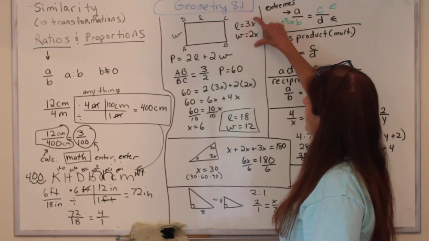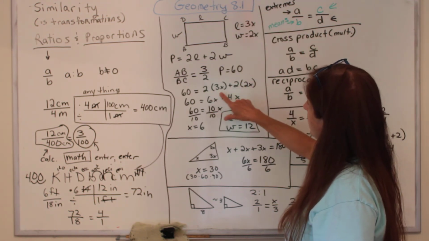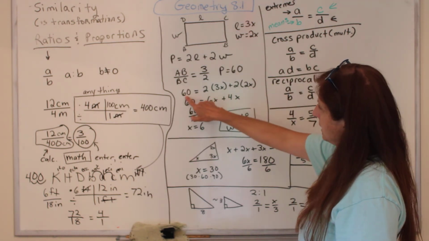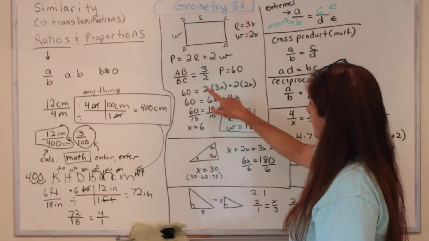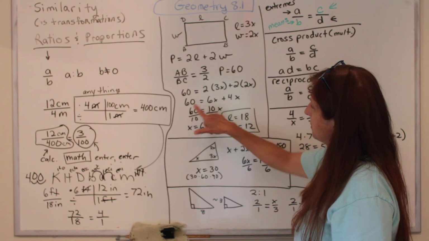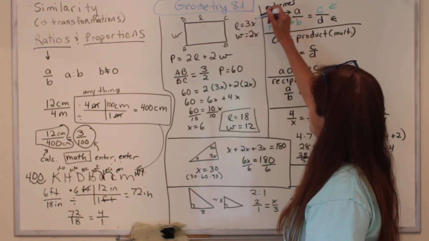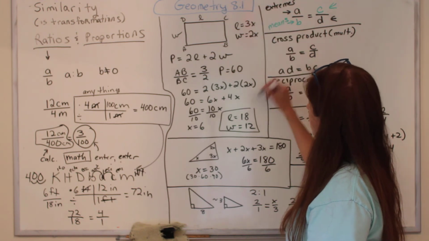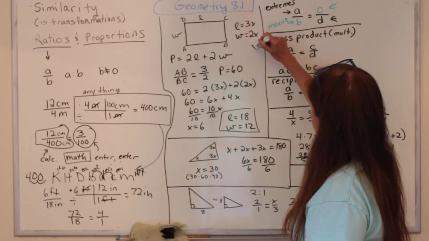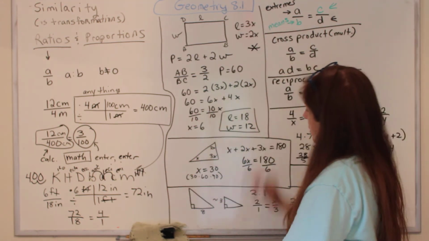Well, we can put this in our formula. The length is 3x, the width is 2x, and it's going to equal 60. Multiply it out, 3 times 2 is 6, 2 times 2 is 4, add them together, 10x, divide both sides by 10, x equals 6, and then we put it back in up here. 3 times 6, the length is 18, 2 times 6, the width is 12. This is a classic math problem. They love this everywhere, so make sure you know how to do that one.